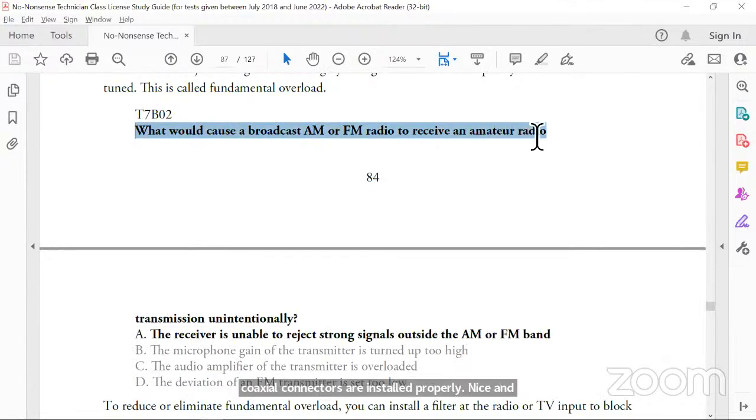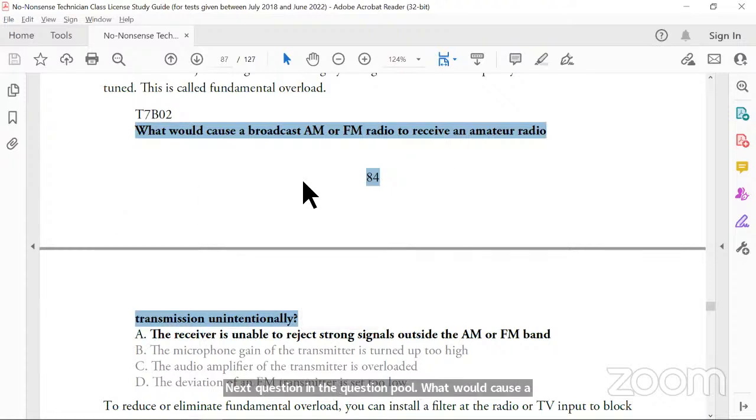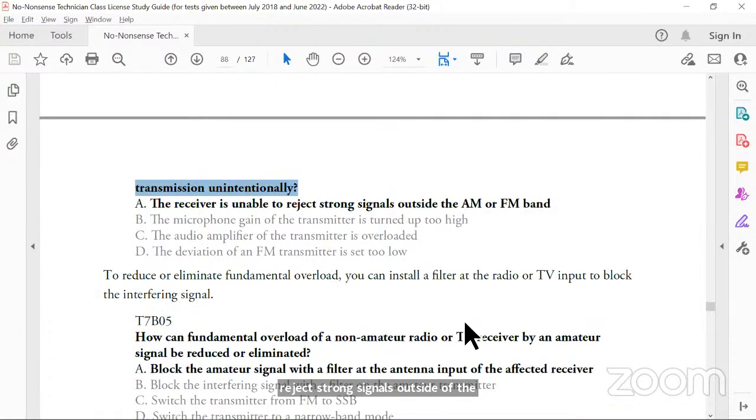Next question in the question pool. What would cause a broadcast AM or FM radio to receive an amateur radio transmission unintentionally? What would cause that? Well, the receiver is unable to reject strong signals outside of the AM or FM band.